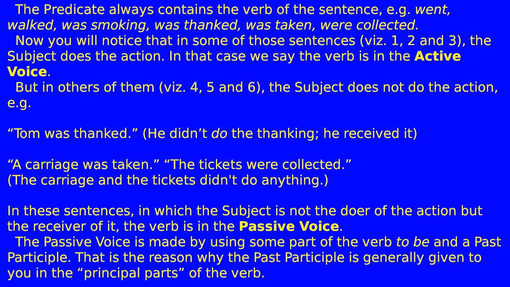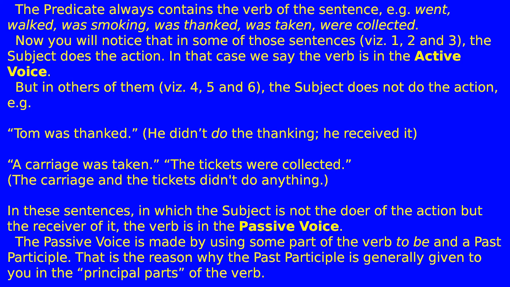Now you will notice that in some of those sentences, viz. 1, 2, 3, the subject does the action. In that case we say the verb is in the active voice. But in others of them, viz. 4, 5 and 6, the subject does not do the action, e.g. Tom was thanked. He didn't do the thanking, he received it. A carriage was taken. The tickets were collected. The carriage and the tickets didn't do anything. In these sentences, in which the subject is not the doer of the action but the receiver of it, the verb is in the passive voice.